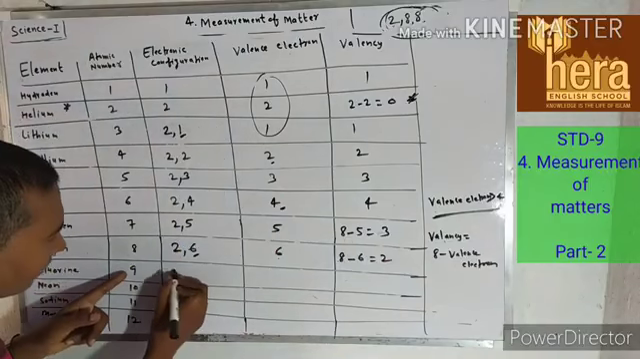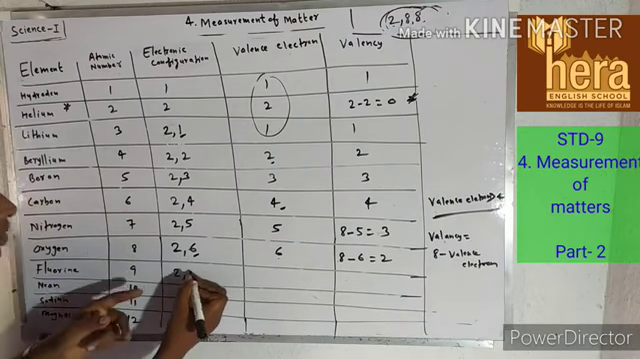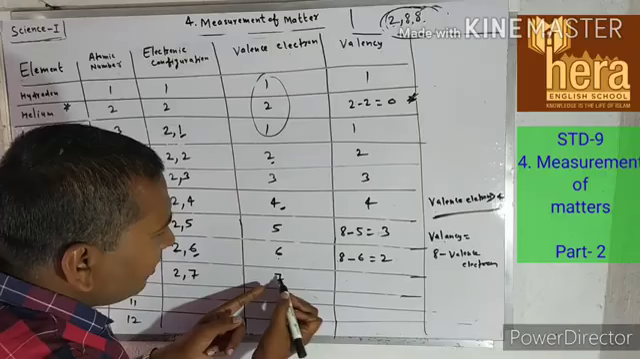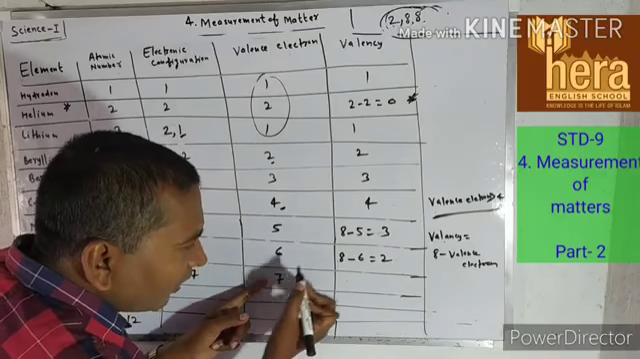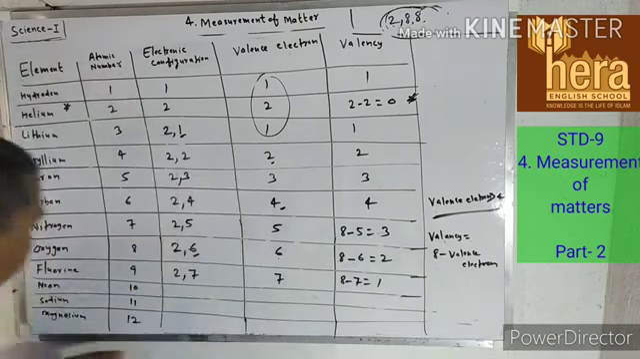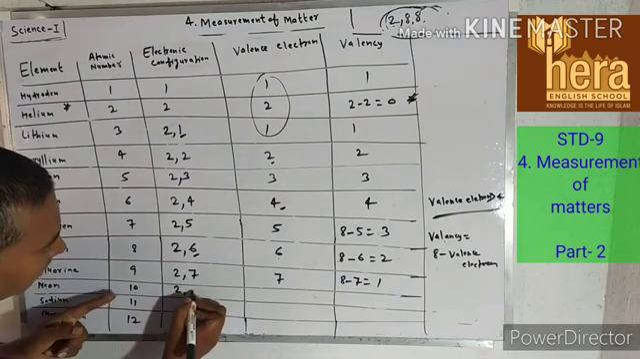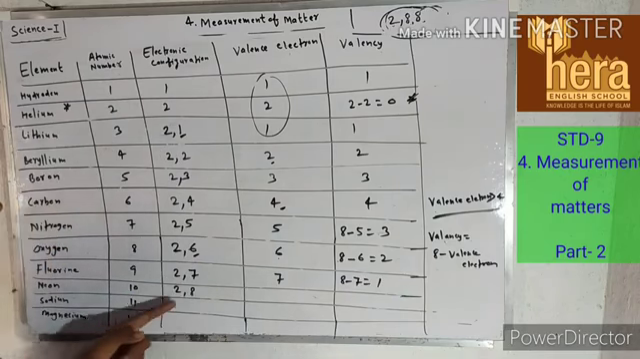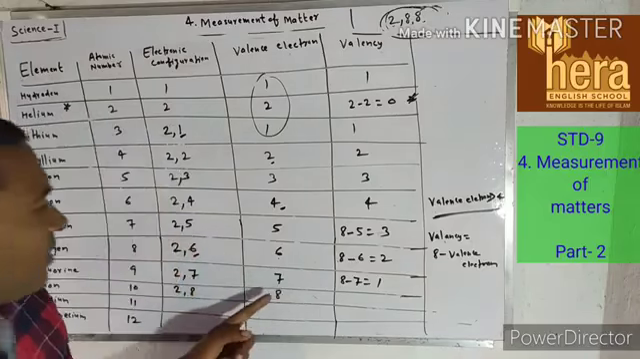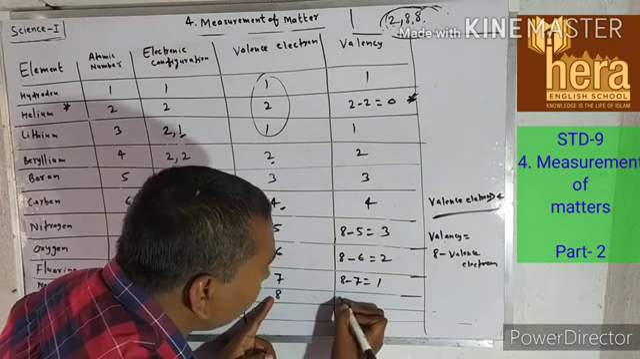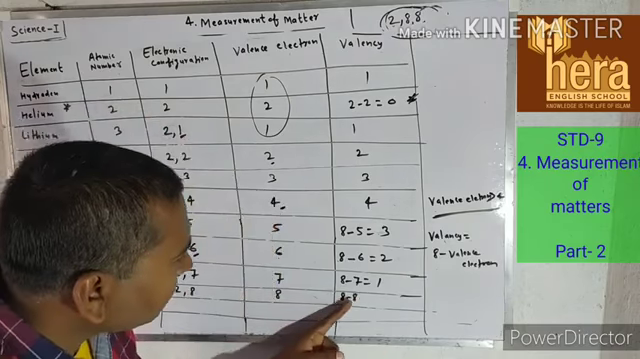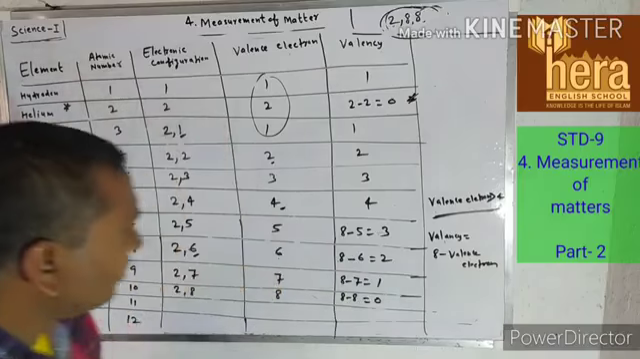Fluorine, first orbit 2 electrons, in second orbit 7 electrons. Valence electron is 7, and for valency, since the valence electron count is more than 4, valency will be 8 minus the valence electron. 8 minus 7 is 1. Neon, first orbit 2 electrons, second orbit 8 electrons. Valence electron is 8, which is greater than 4, so valency will be 8 minus the number of valence electrons. 8 minus 8 is equal to 0, so valency will be 0.